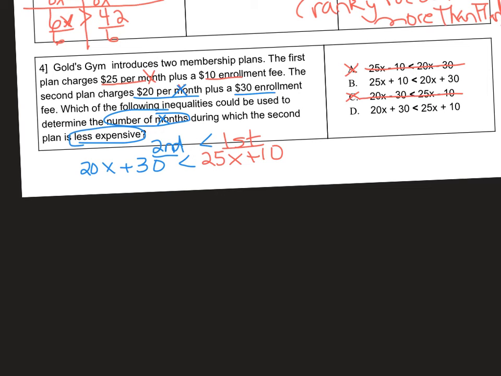So I need to find which one has the second plan, which is 20x plus 30. Here's my second plan, and here's my second plan. Well, I need to know when the second plan is less than the first plan. So it looks to me like D has to be my winner, okay? Because here it has the first plan being less than the second plan. So therefore, letter D is correct. Remember, we talk about you need to write it and then read the inequality that matches.